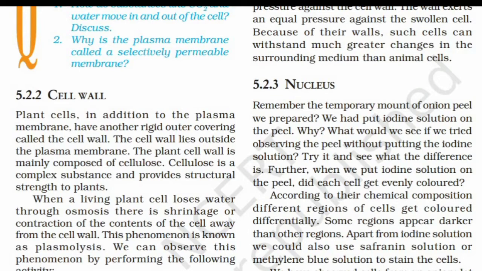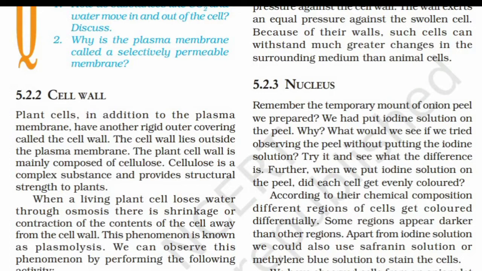Nucleus. Remember the temporary mount of onion peel we prepared. We had put iodine solution on the peel. Why? Why do we put iodine solution? Because iodine allows molecules to be visible under the microscope. Iodine makes the molecules visible easily.